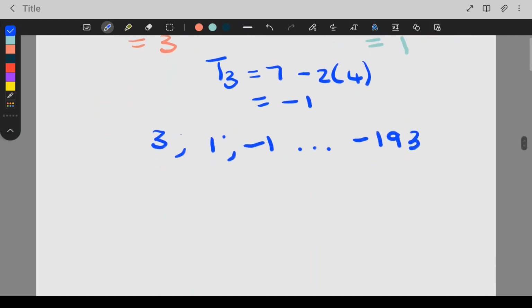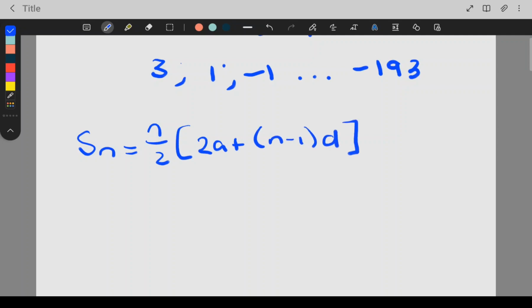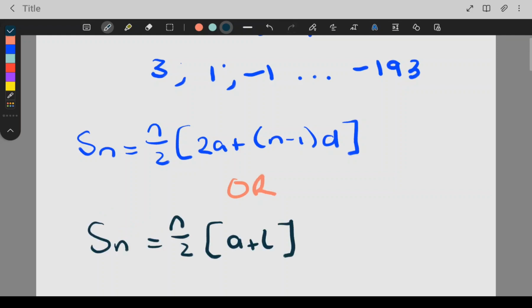So when I look at this series, I see, oh, it's an arithmetic series. So I have 2 kinds of formulas. The first formula I can use is this one. So I can either use that one or I can use this one. So with this one, I don't need the last term. And with this one, I need the last term. So for both of these formulas, you need 3 things. You need A, you need D, and you need N. And then for this formula here, you also need L.